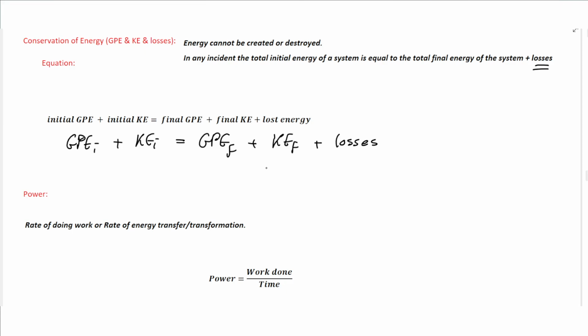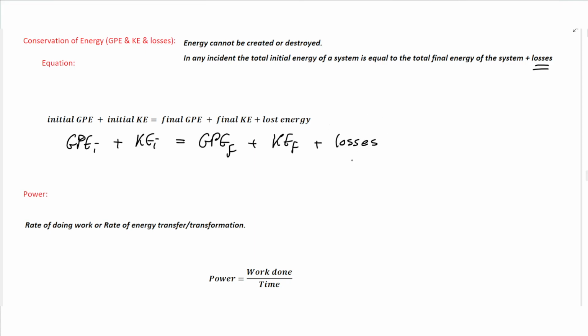If the final position is at the ground level, the final GPE is zero. If it starts from the ground, the initial GPE is 0. But in some cases, you should use all of these.